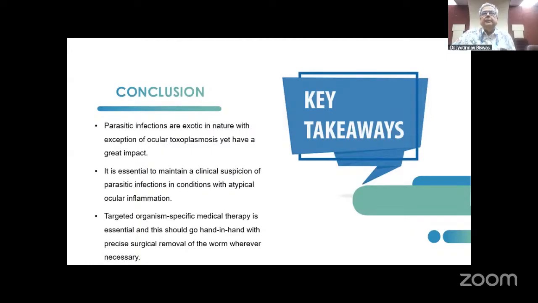I end it here. Parasitic infections are exotic in nature, with the exception of ocular toxoplasmosis, which is one of the common causes of posterior uveitis. It is essential to maintain a clinical suspicion in our country, for parasitic infection in addition to atypical ocular inflammation like syphilis. We should think of parasite inside the eye, particularly endogenous endophthalmitis. Targeted organism-specific medical therapy is essential, but most important, if we can see it, remove it.